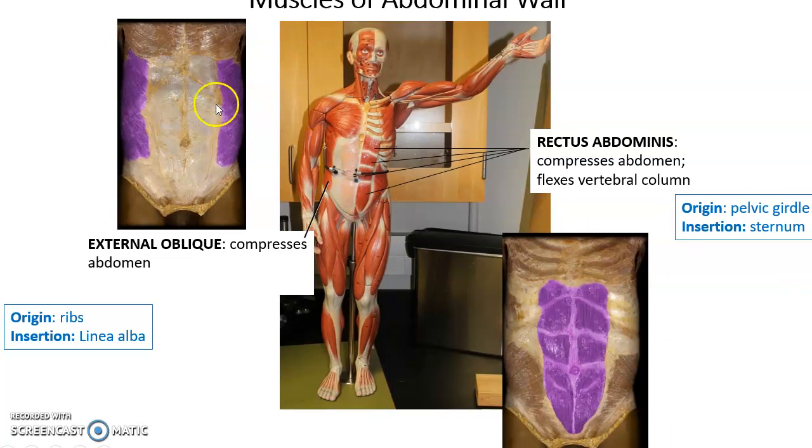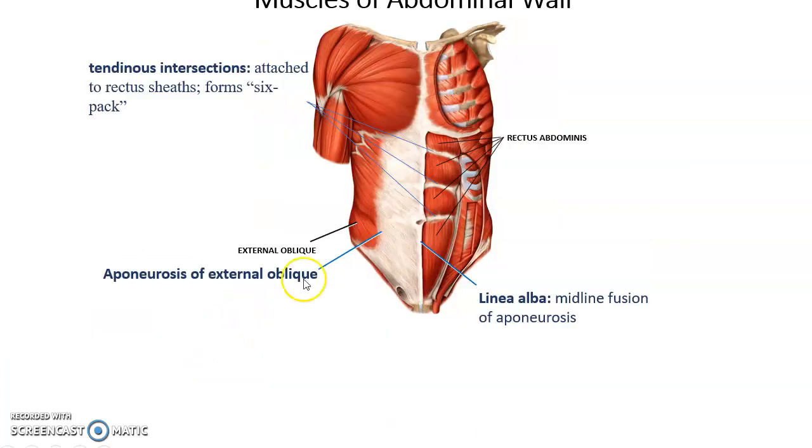Then we have the external obliques. They're on the lateral sides of the abdomen. Their origin is in the ribs. They insert into the linea alba. Linea alba is this sheet of connective tissue right down the midline. And the external obliques help to compress the abdomen. This is important for doing things like coughing or maybe singing or sneezing or defecating or urinating or childbirth. Lots of times when that's an important thing to have happen.